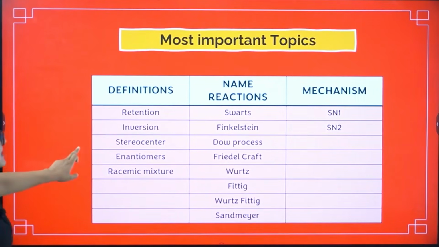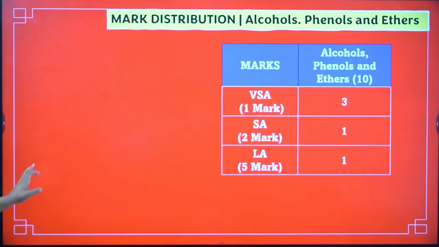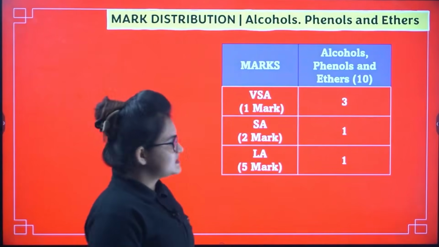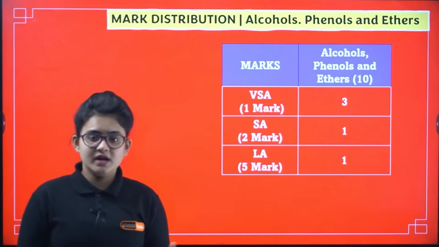So yes, let's proceed to the next one, that is alcohols, phenols and ethers. This is the marks distribution. You can see very short answer type you can get 3, short answer type you can get 1, and long answer type you can get 1.